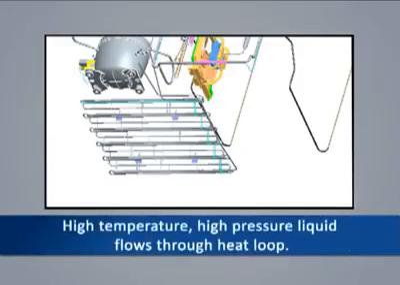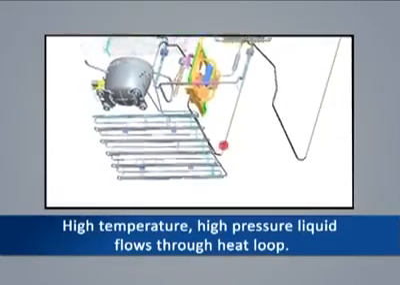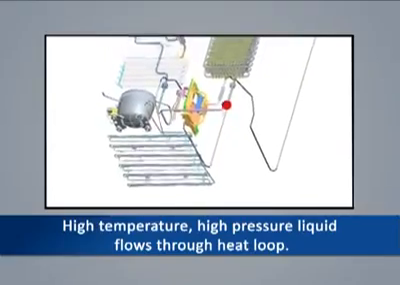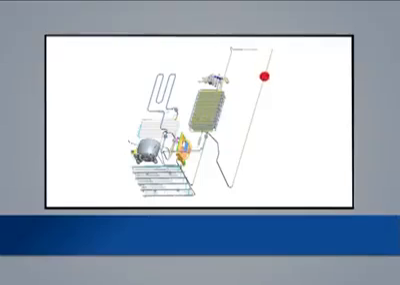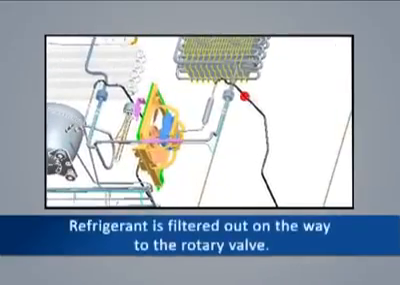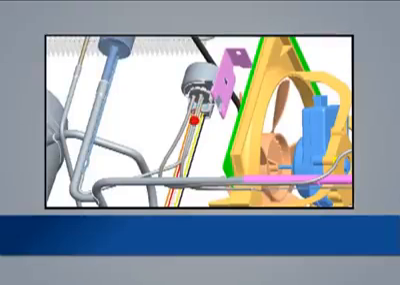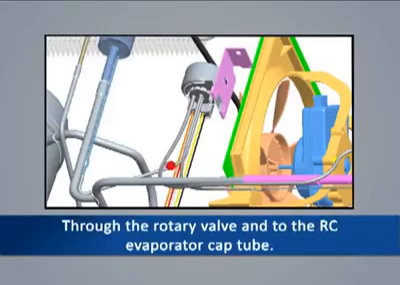This high temperature, high pressure liquid then flows through the heat loop routed around the perimeter of the freezer compartment. The heat given off by the refrigerant is used to warm the exterior cabinet skin and reduce the possibility of condensation forming. The output of the heat loop is connected to the filter dryer, where any impurities or moisture in the refrigerant is filtered out on its way to the rotary valve. The high temperature, high pressure liquid passes through the rotary valve into the RC evaporator cap tube.